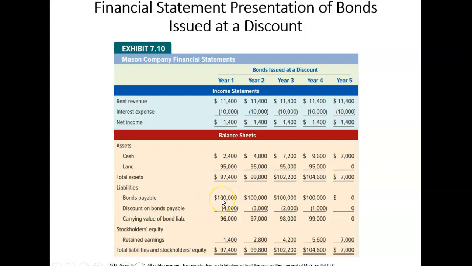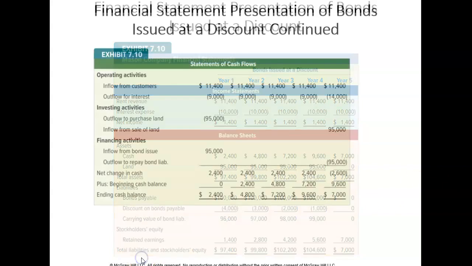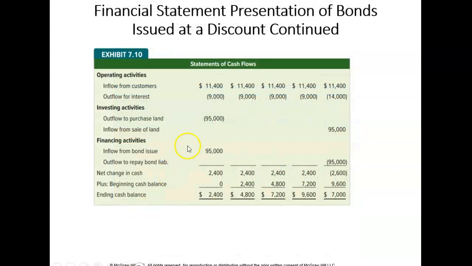The bonds payable account was $100,000. That's the bond's face value. The discount on bonds payable was reduced by $1,000 at the end of each year till it was down to zero in year 5. But you also paid that bond off in year 5, so your liabilities decreased because the bond was paid off at the end of 5 years, which was the maturity period.